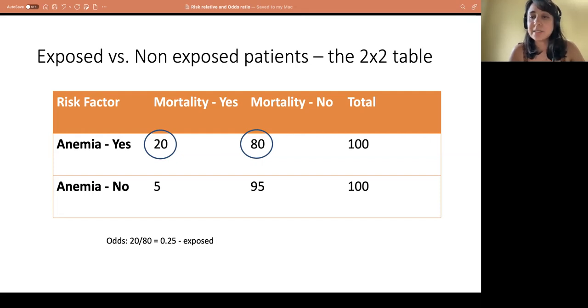And the odds in the non-exposed group, the group that had no anemia: still, we had 5 patients that died in the non-exposed group, and the number of patients that are still alive is 95. So in this case, it is 5 divided by 95, and the odds in this case would be 0.052.